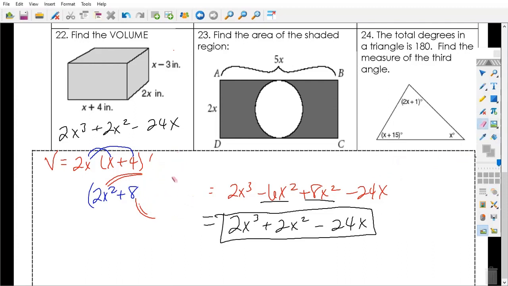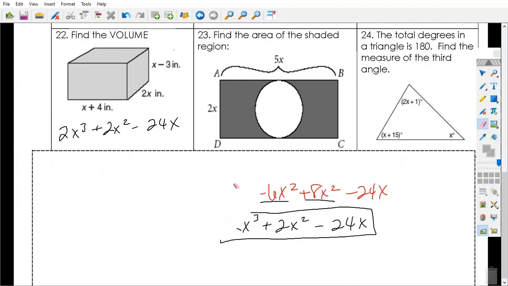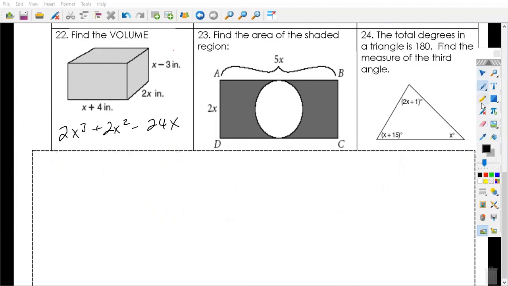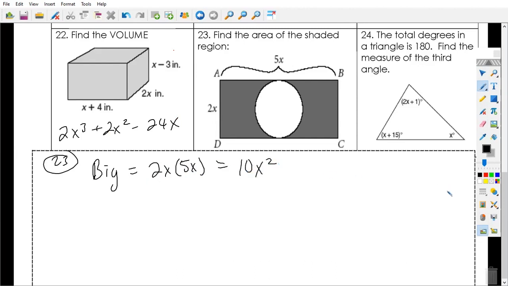All right. So now we're going to do the circle inside of the rectangle. Again, just because they're not the same shape family, is the process going to change? No, it's not. We still got to find our big and our small, right? So the area of the big. What's the area of my big? 10x squared, because you have 10x times 5x, which makes 10x squared.